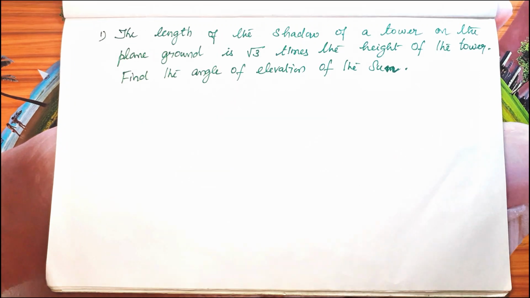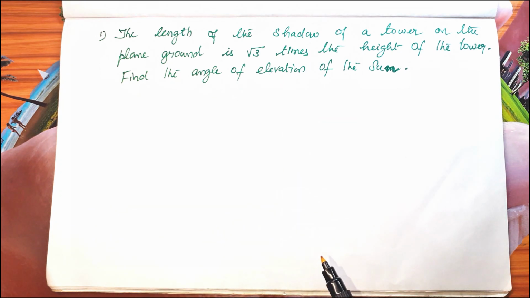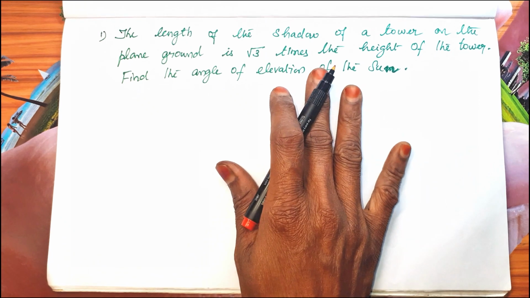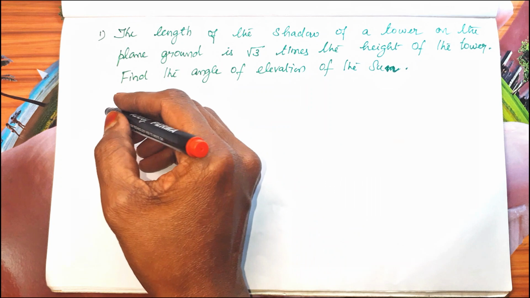This is the width of the river. Is it clear? That's all the examples in the book. Now we are going to discuss some problems which were asked in the previous year question papers. Let me discuss that.